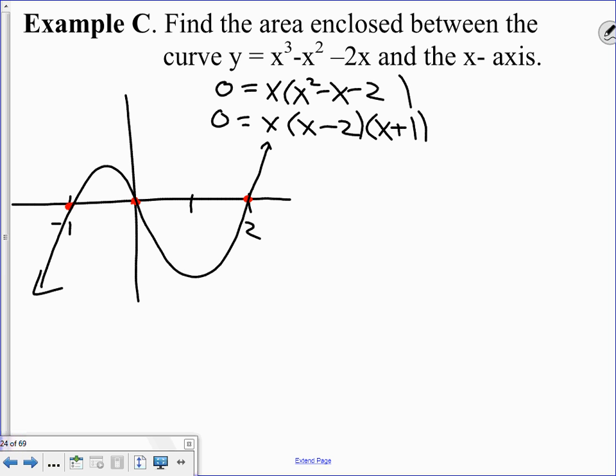Now, we want to get the total enclosed area between this graph and the x-axis. We want this area plus this one. If I just take the definite integral from negative 1 to 2, am I going to get this area plus that area? What does the definite integral give me? The difference. It's going to give me this area minus that area. I don't want that.